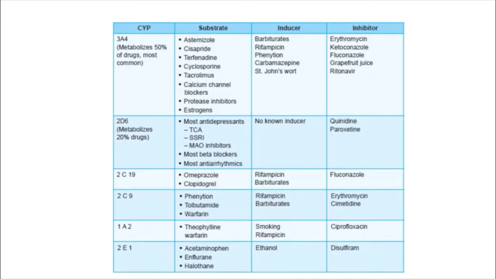Like here, the metabolic activity of the enzyme 3A4, which as we said metabolizes most of the drugs, around 50% of the drugs. It has a very long list of substrates. There are drugs that can induce the activity of these enzymes, like barbiturate, rifampicin, phenytoin, carbamazepine. These drugs can enhance the metabolic activity of the enzyme and therefore increase the metabolism of the substrate.